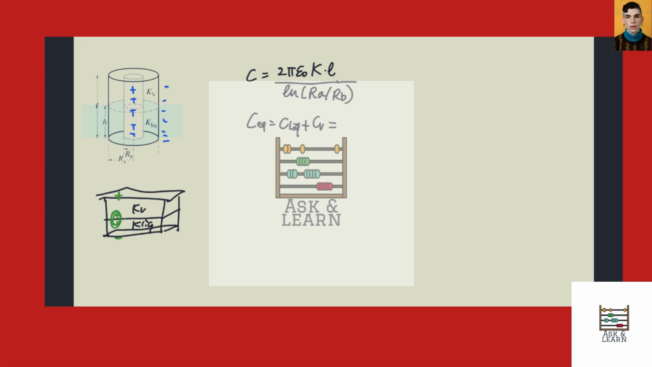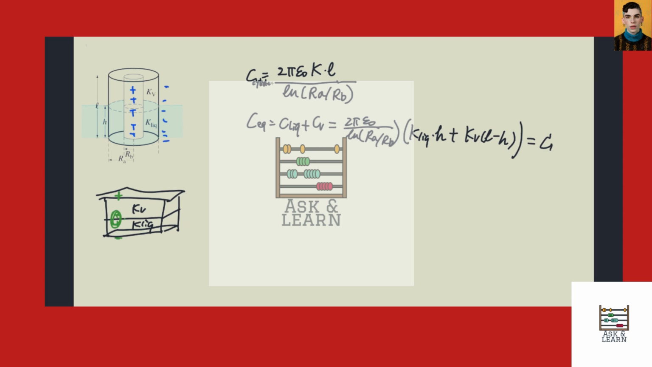But anyway, that will give us 2 pi epsilon naught over ln Ra divided by Rb, which is the same, but then we have K liquid times the height of liquid H plus K vapor times L minus H. And this equals C, I'll call it C cylinder, the final capacitance.